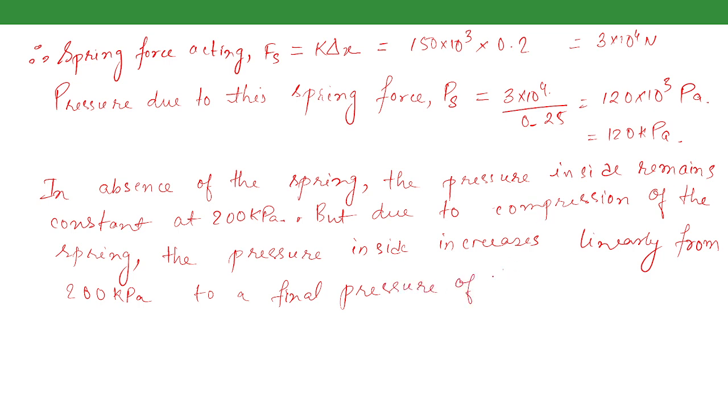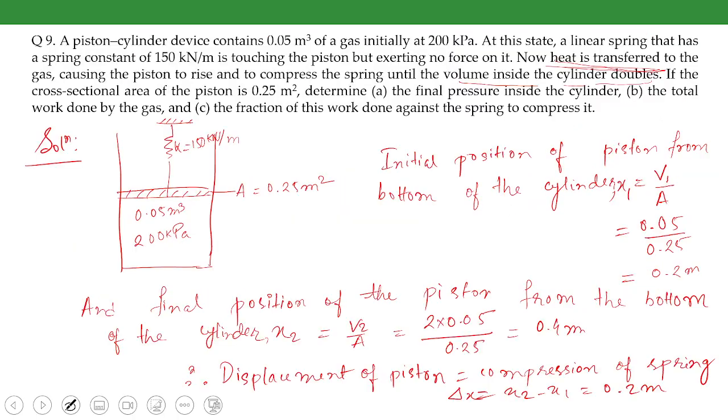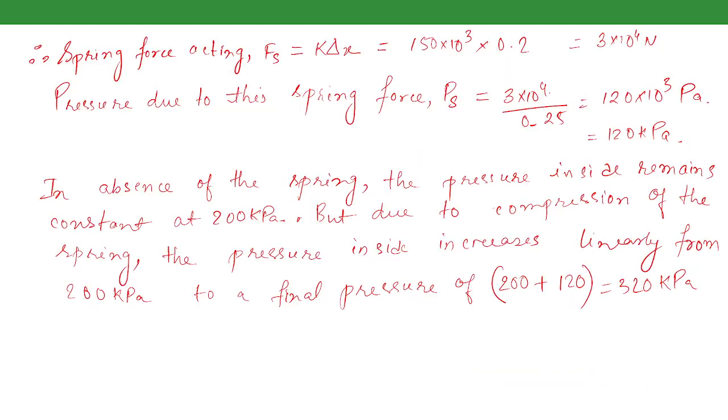Final pressure is the initial pressure, when it was in balance with the surroundings, so 200 plus this increase in the pressure due to the spring force. So this is 120. So it will have a final pressure of 320 kilopascal. In contrast to the free expansion of a free movement of the piston, in this case the pressure will increase from 200 kilopascal by 120 kilopascal to compensate the increase in the pressure force from the upward direction. Okay, so this is 320 kilopascal.